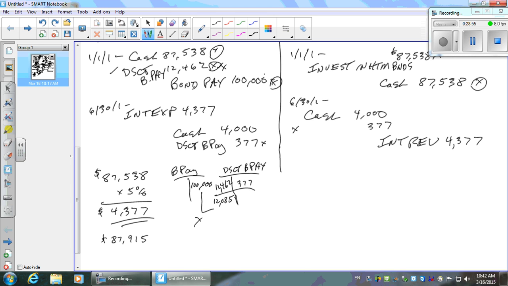Let's do the other side. Let's take a look at what would happen for the investor. What are they going to debit? Now, what they debit is investment in held-to-maturity bonds, because the bonds are on the books at 87,538. What do you want them to be by the end of the term? So here I got this investment in held-to-maturity bonds.